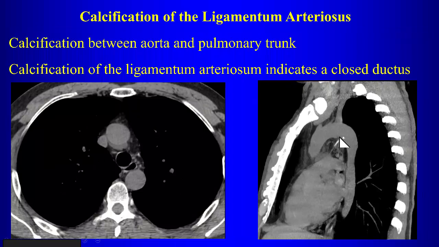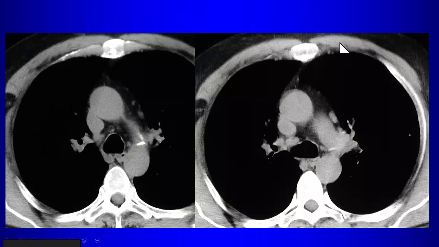Here's a very nice example where you can actually see the whole line of the ligamentum arteriosum that is calcified. Right? So it indicates a closed ductus. So we know in embryology, we have a patent ductus arteriosus. When it closes, you get a ligamentum arteriosum. And when it closes, it calcifies, like that, dot-like or linear. Okay? So here again, calcification of the ligamentum arteriosum.